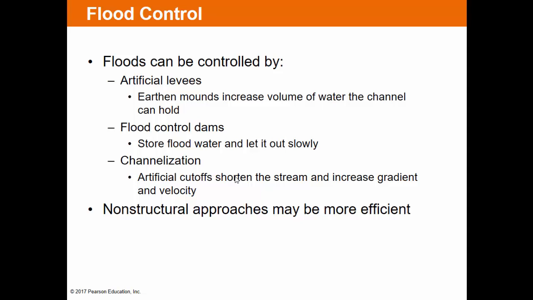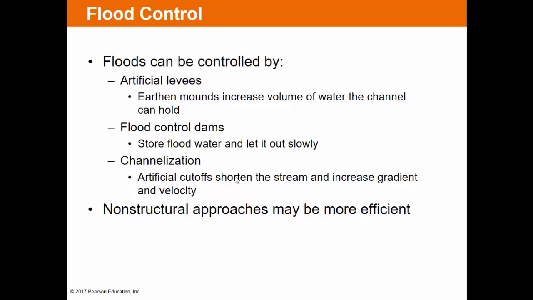Flood control dams, you put a series of dams along a channel, and you hold water in those reservoirs and only let it out at a steady rate or a lower rate so it doesn't flood downstream. Problem with flood control dams is behind those dams, sediment deposits in the reservoir instead of flowing downstream, and eventually the reservoir can't hold as much water and they lose their effectiveness.